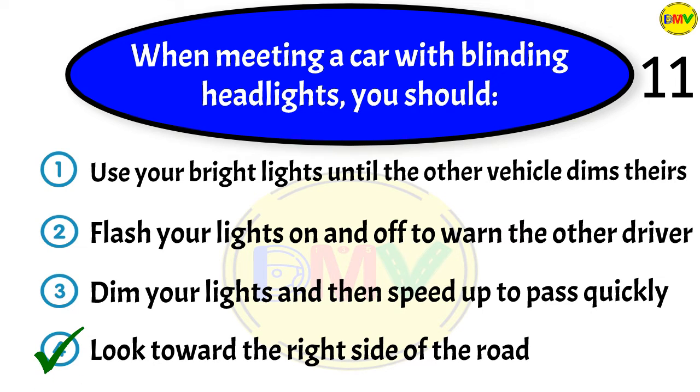The correct answer is 4. If a vehicle comes toward you with its high beams on, look away from the headlights and toward the right side of the road until the car has passed. This will keep you from being blinded.